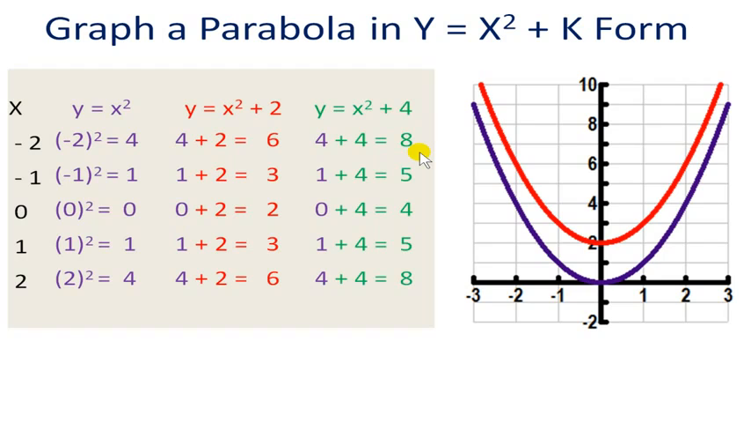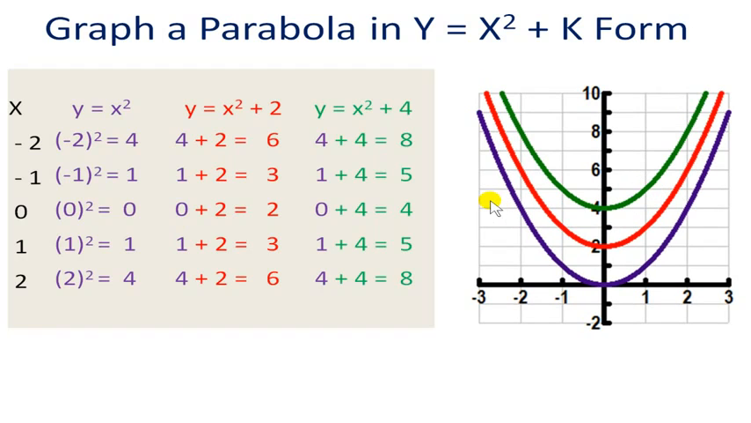Let's graph it. Starting with the vertex, you have (0, 4). Now plot your first pair of symmetrical points. You have (1, 5) and (-1, 5). Now plot your second pair of symmetrical points. And you have (2, 8) and (-2, 8). Now draw a curve through these 5 key critical points. And there you have 3 parabolas, like so.